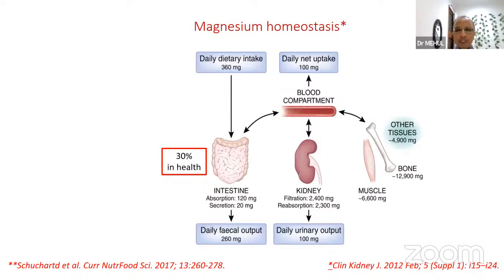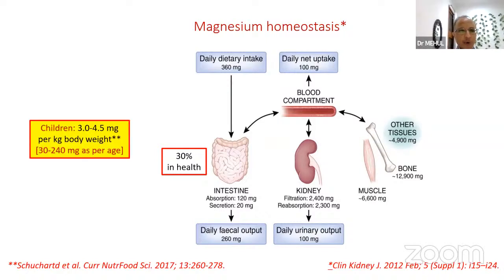So moving on to magnesium homeostasis, the daily recommended allowance of magnesium in an adult is about 360 milligrams, slightly higher in women as compared to men. Of this, about 30% in a healthy individual is absorbed in the intestines. 20 milligrams is secreted in the various gastric as well as intestinal juices, and hence there is a daily fecal output of about 260 milligrams. So the net daily uptake of magnesium is around 100 milligrams, which once it enters the blood compartment, most of it is distributed into the organs like bones, muscles, heart, liver, and kidney. And to keep the plasma magnesium in balance, the kidneys would excrete the amount which has been absorbed through the gastrointestinal tract. So the daily urinary output usually matches the daily net uptake depending upon the requirement of the body.